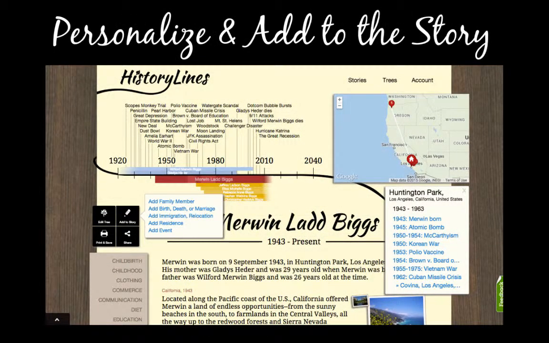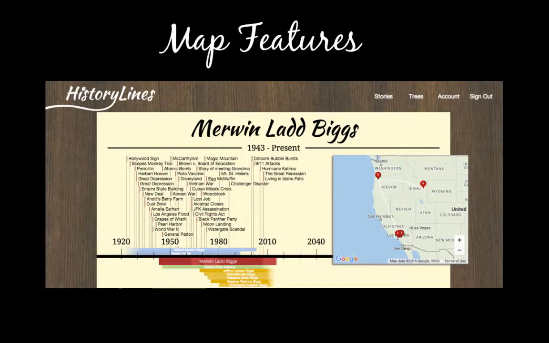Then you can add more to your story by adding to the add to the story link, and you can add a family member, a birthday, death or marriage, a residence, and an event. And every time that you add an event to the story, it's going to add a marker on the map. So that map feature is going to track migration patterns. There's one event that I actually added in there, and it was my parents' move to Idaho. Of course, there's a lot of moves in between there.